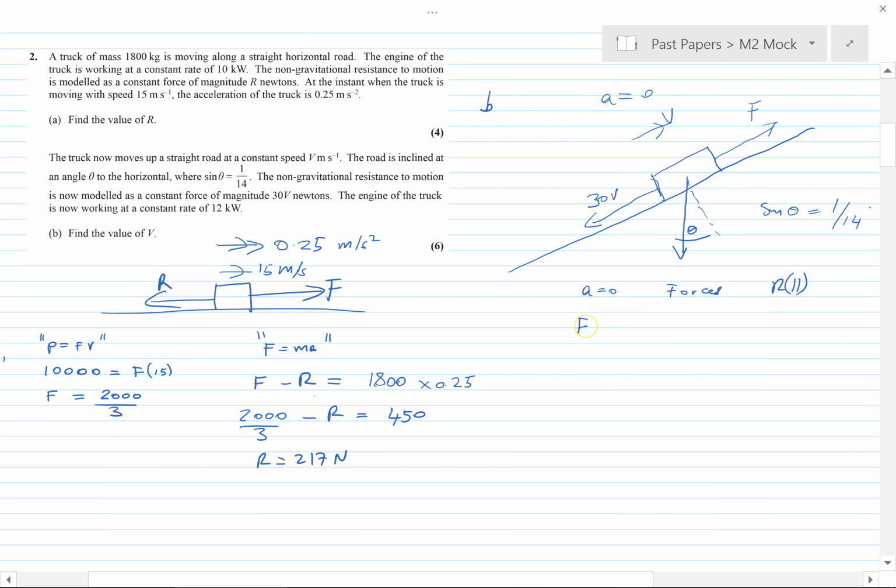We have F going upwards. That's the only force going upwards. It is going to be equal to the two forces going downwards. Now this one, the component is mg. Now the mass is 1,800 g. So it's 1,800 g sine theta. And this one here is already parallel to the slope, so that's plus 30V.